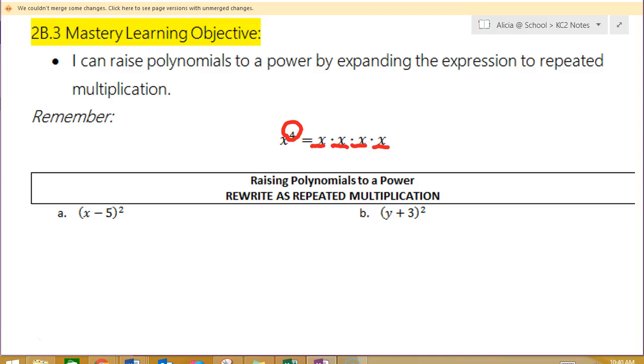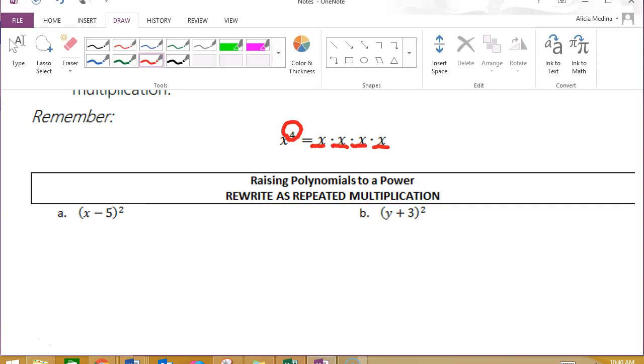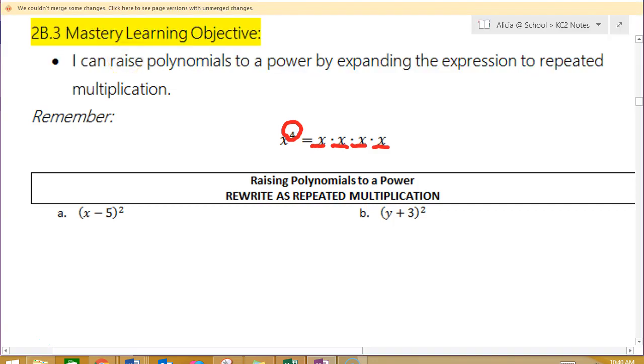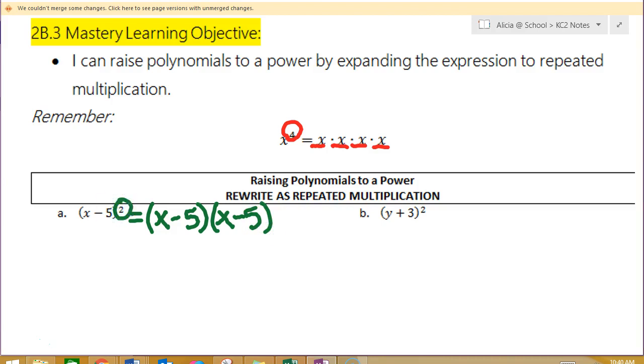That's exactly what we're going to be doing, except we might have a little bit more than just one term as our base. We might have a binomial or a trinomial. So looking at our first example, the quantity x minus 5 squared. All this means is x minus 5 times the base one more time. We see that power of 2, therefore we're going to multiply the base by itself 2 times, exactly what we were doing in the previous video with our polynomials.